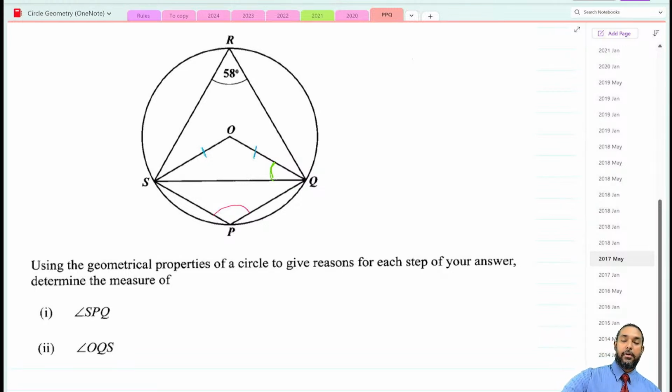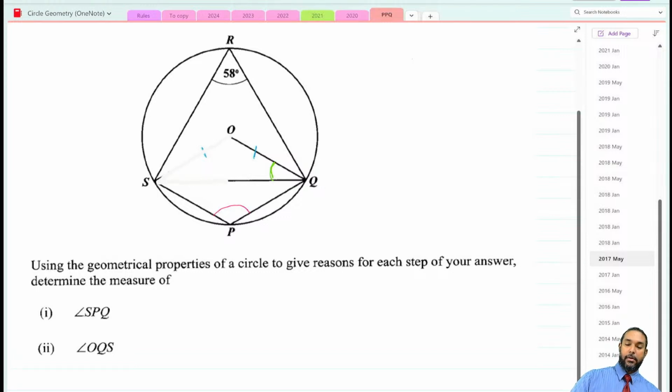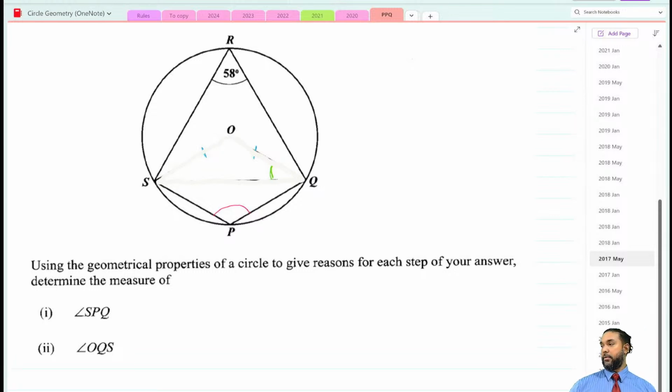But there's one more thing. If you blank out this here, are we seeing the cyclic quadrilateral? No. With the cyclic quad, all the vertices have to touch the circumference. O is the center of the circle.